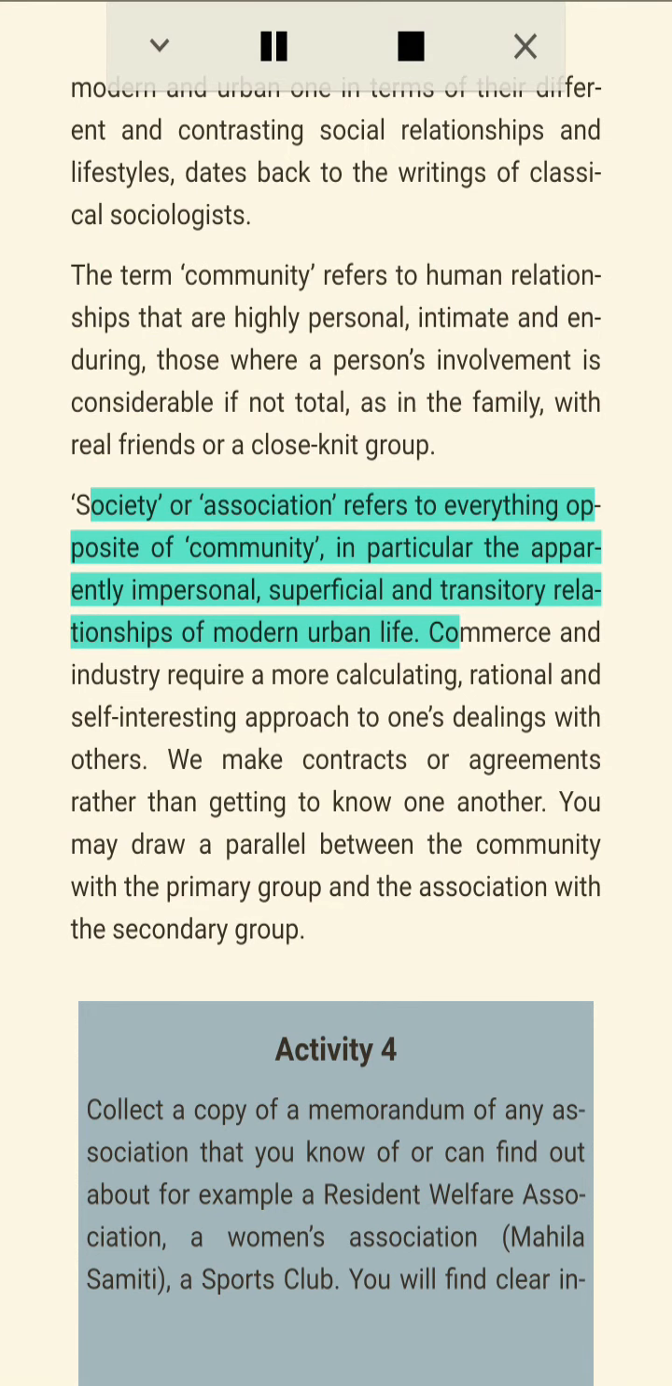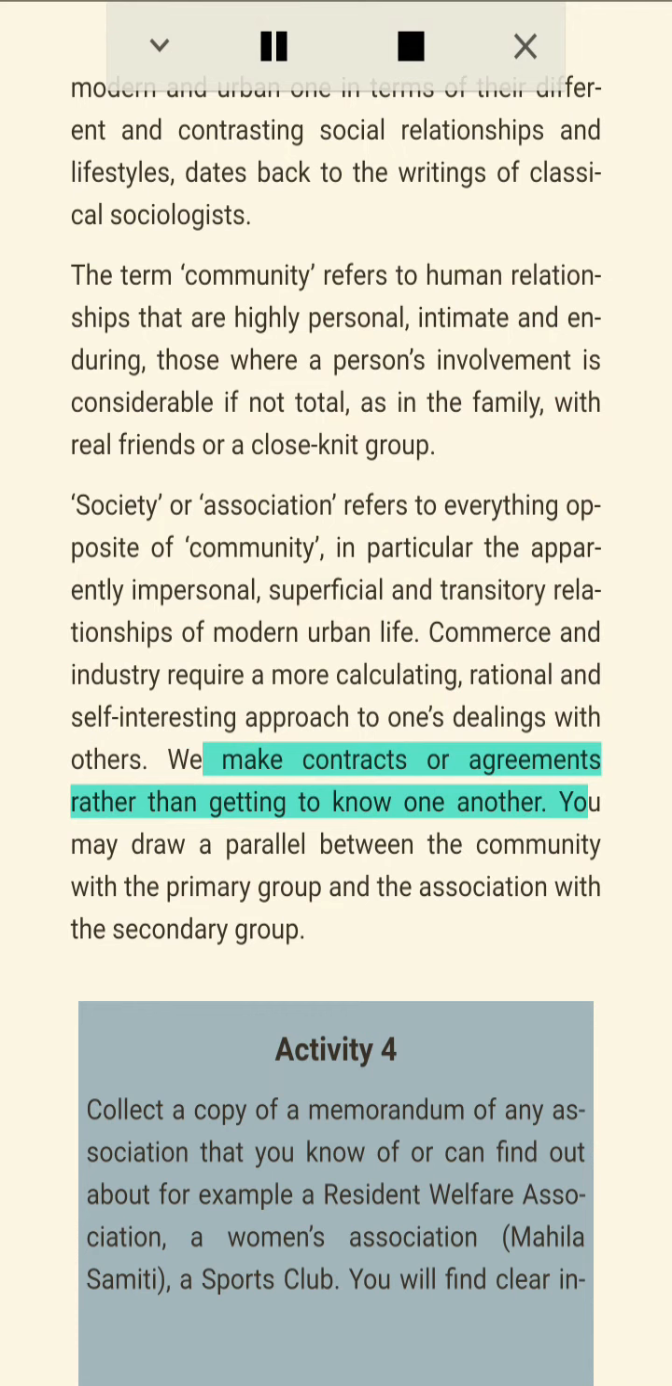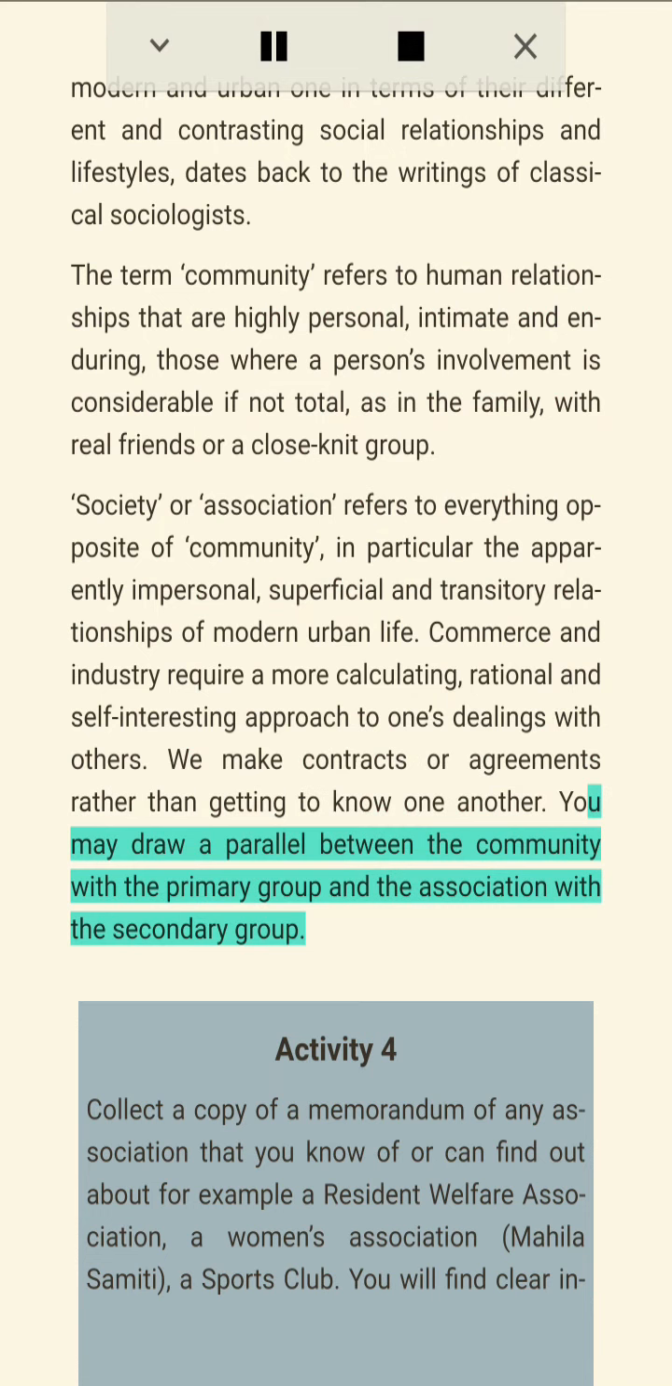Society, or association, refers to everything opposite of community, in particular the apparently impersonal, superficial, and transitory relationships of modern urban life. Commerce and industry require a more calculating, rational, and self-interested approach to one's dealings with others. We make contracts or agreements rather than getting to know one another. You may draw a parallel between the community and the primary group, and the association and the secondary group.